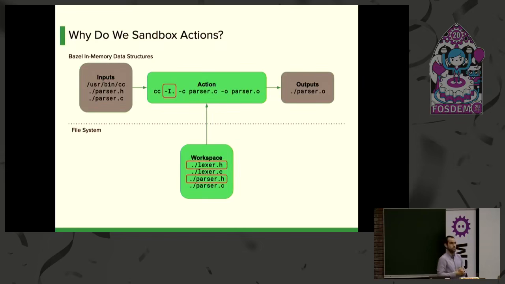If your parser.c source file contains an inclusion of this other header file, directly or indirectly, and you haven't told Bazel about this, so it's not part of the memory data structure, then things will not work eventually. If that header that you didn't know about changes, then Bazel doesn't know that it has to rebuild this action, and then your build will not be correct in the end. So we want to prevent these kind of things.